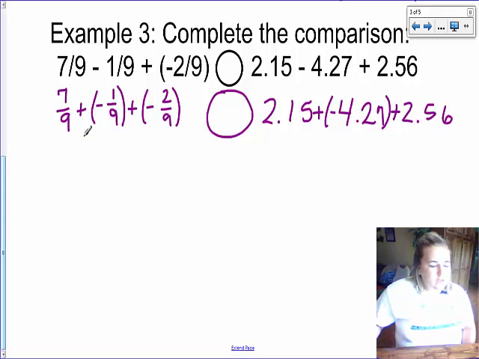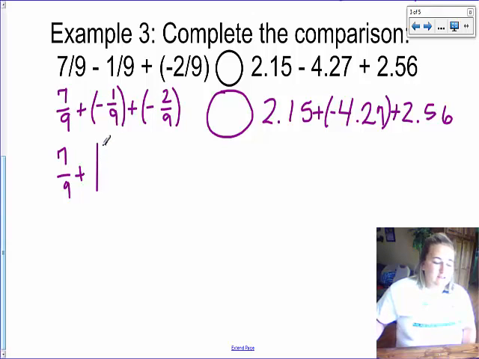So the 7/9 is going to be the same. There's nothing to combine with that right now. Plus, and then I have negative 1/9 plus a negative 2/9. Well, the sign's going to stay the same. And remember that whenever we have the same sign, we add the absolute value. So we have 1/9 plus 2/9, which is going to give us 3/9.